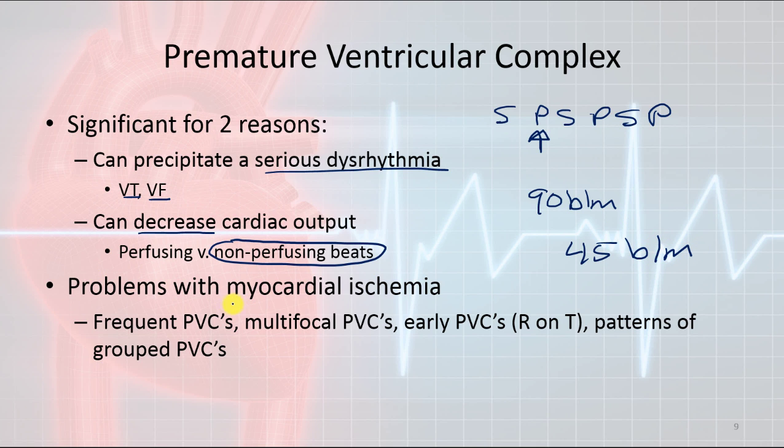Some problems with myocardial ischemia. Frequent PVCs come with myocardial ischemia. Multifocal PVCs, we'll talk about what those are. Early PVCs, which is called an R on T PVC, could also. And then groups of PVCs. We're going to talk about each one of these and why they're significant. Each one is more critical than the next.